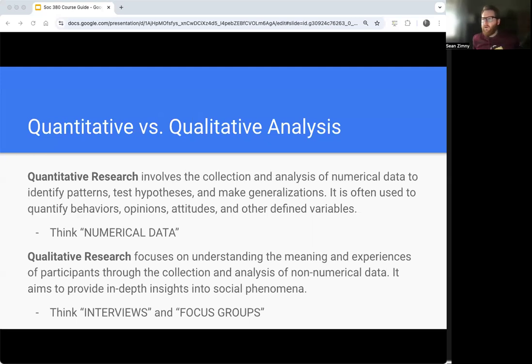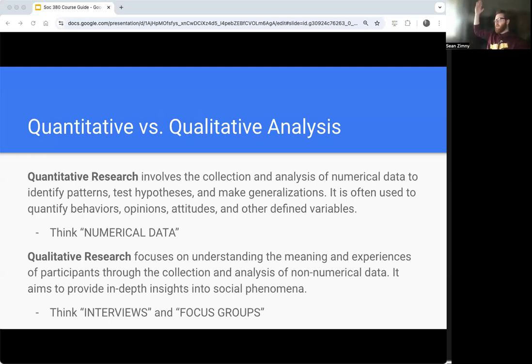All right, quantitative versus qualitative analysis. All I want you to think about here is being able to identify the differences. Quantitative research is numerical data. Think about quantitative in your traditional math, your computations, your statistics. Whereas qualitative data focuses a little more on the meanings and understanding the experiences of participants. So in non-numerical data, think of interviews and focus groups. You can imagine the difference between the two, right?